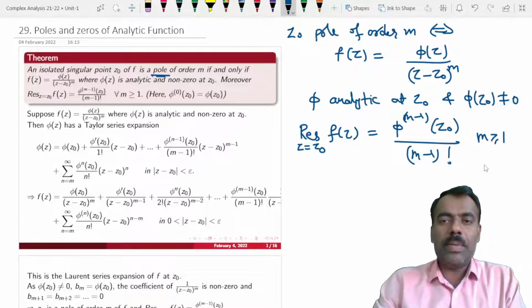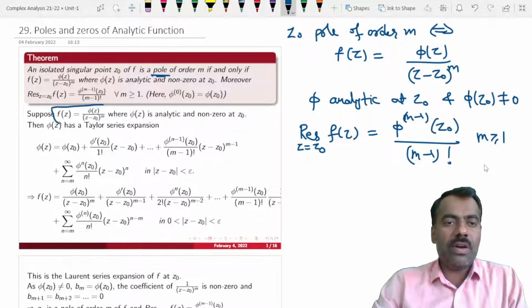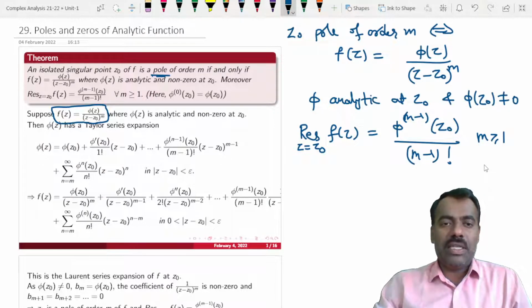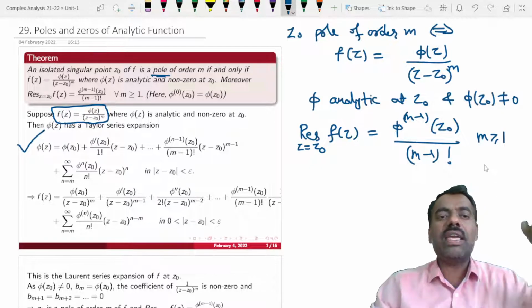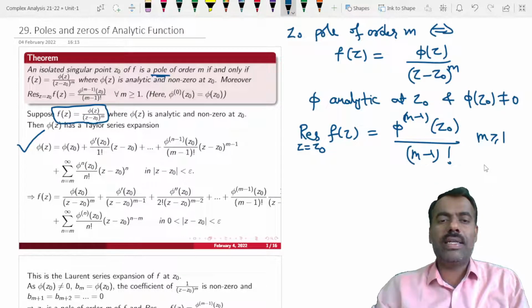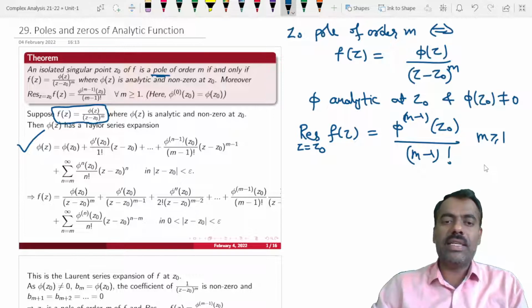The proof is not at all difficult. Assume that we have this expression: f of z is of the form phi of z upon (z minus z naught) whole power m, where phi of z is analytic. Now, we know that when any function is analytic at a point, it has a Taylor series representation. So phi of z can be written as phi of z naught plus phi dash of z naught by 1 factorial times (z minus z naught), and so on. And from m onwards, we have clubbed the terms into one series.